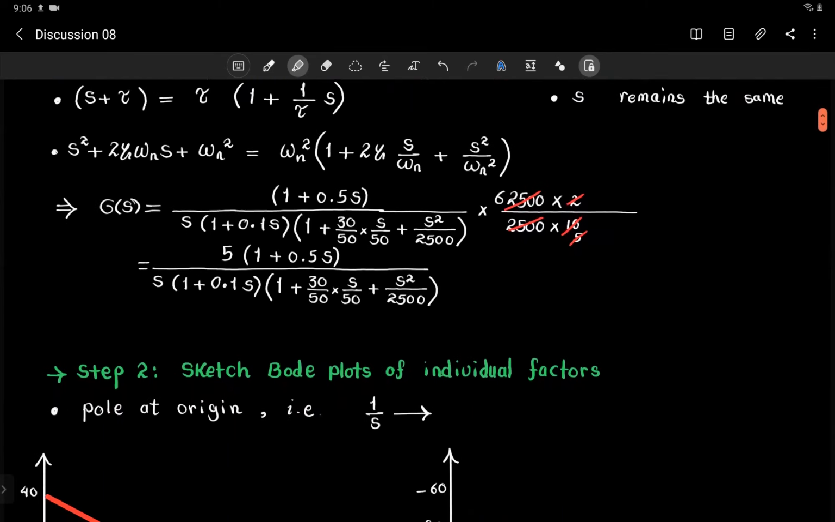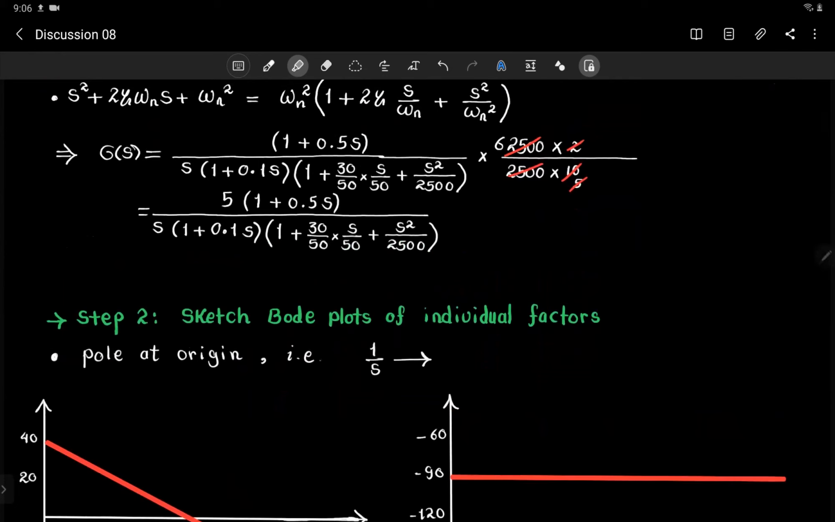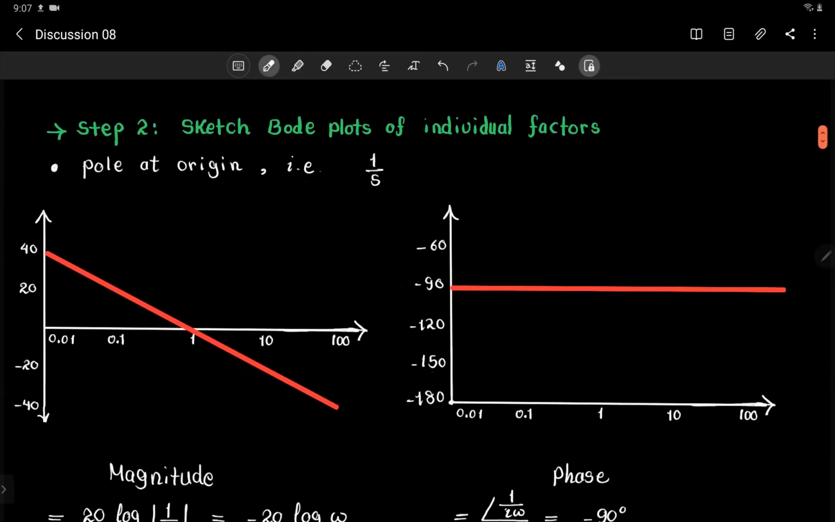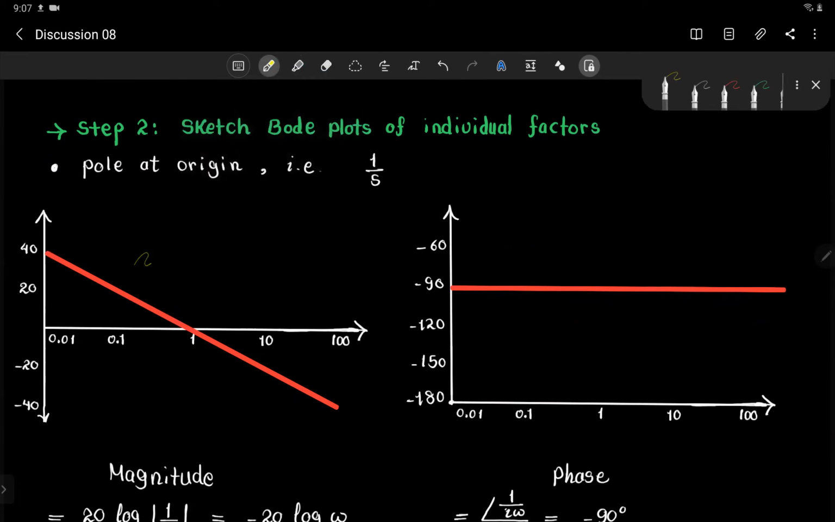The second step is that we sketch the Bode plots of each of these individual factors. The Bode plots, as you know, consist of two things: the phase of the factor and the magnitude of the factor as a function of the frequency. So, for instance, if we have a pole at the origin, which is 1 over s, then we know that its magnitude is going to be a line that has a slope of negative 20 decibels per decade. You guys know what a decibel and a decade is, right?